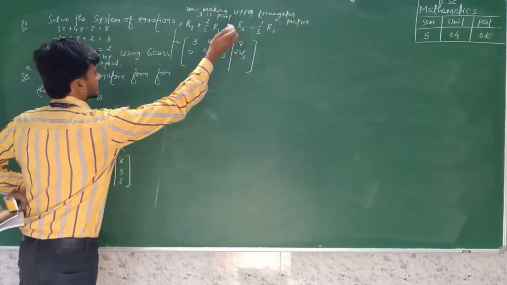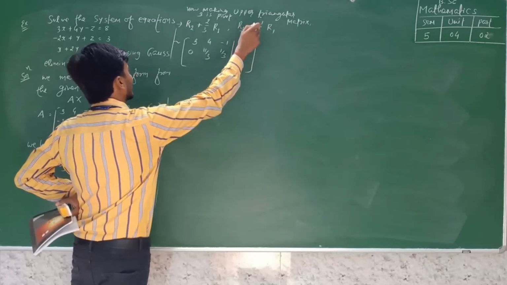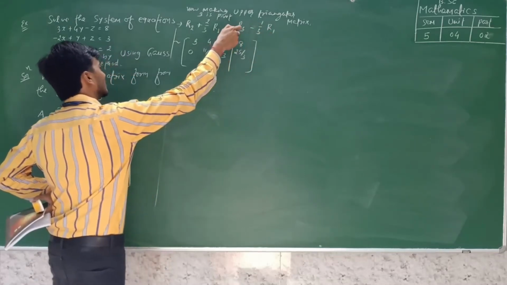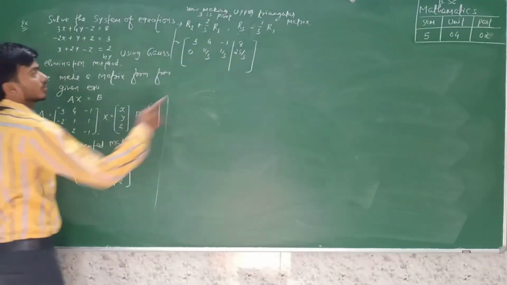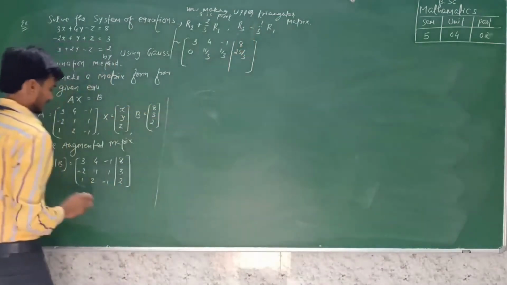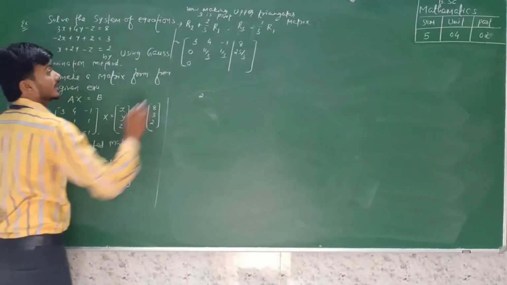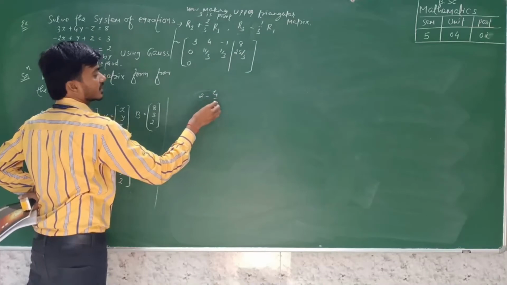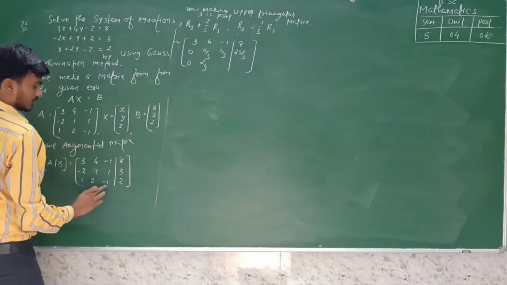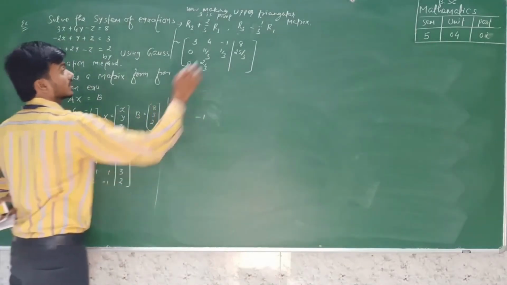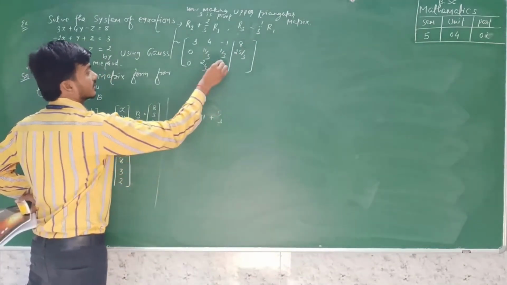Same process. Every element of the first row is multiplied by minus 1 by 3 and added to R3, so changes will be in the third row of this matrix. 3 into minus 1 by 3 is minus 1, and adding minus 1 gives 0. Here 4 into minus 1 by 3 is minus 4 by 3, and 3 into 2 is 6, 6 minus 4 is 2 by 3. Minus 1 into minus 1 by 3 is plus 1 by 3 added. Minus 3 plus 1 is minus 2 by 3.